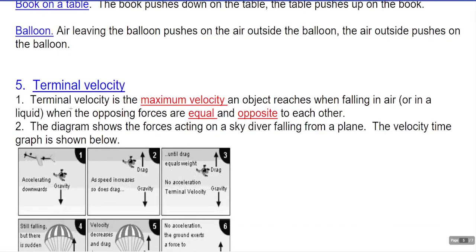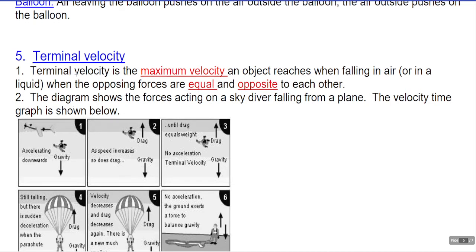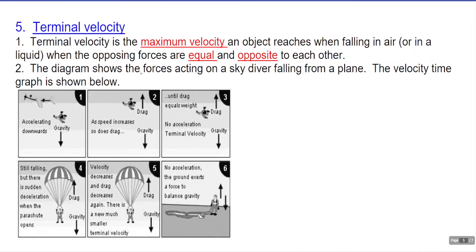Now I'm going to look at terminal velocity. So terminal velocity is the maximum velocity an object reaches when falling in air or in a liquid. This is when the opposing forces are equal and opposite to each other. So in this case, it's going to be the force of gravity, which is the weight, and air resistance, which will be acting in the opposite direction. So when the two equal each other, then the object continues to move with a constant speed, which is called the terminal velocity.